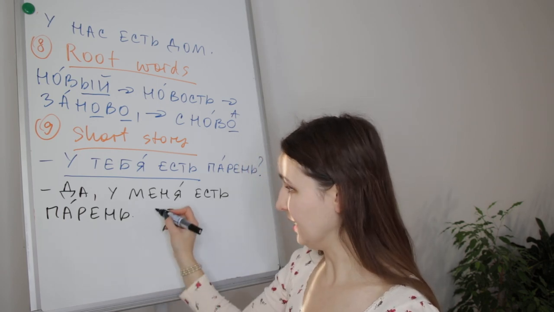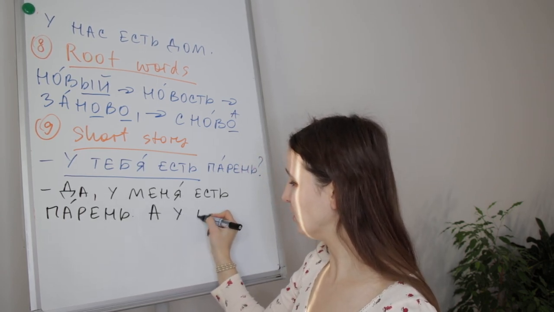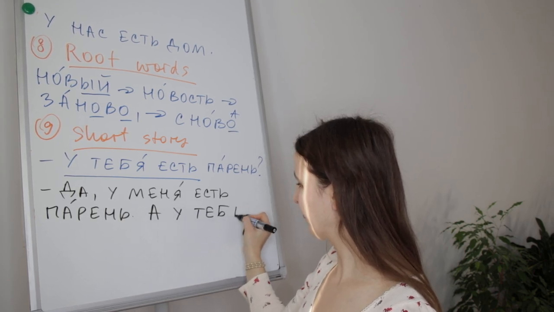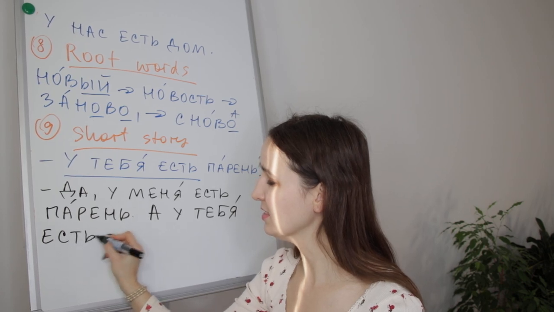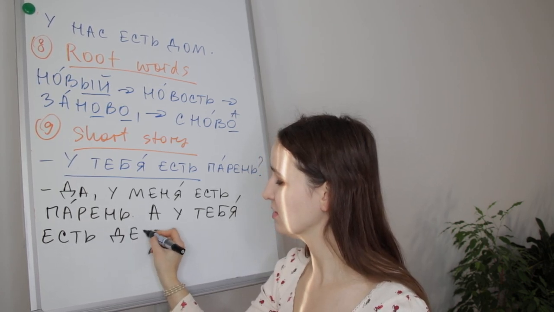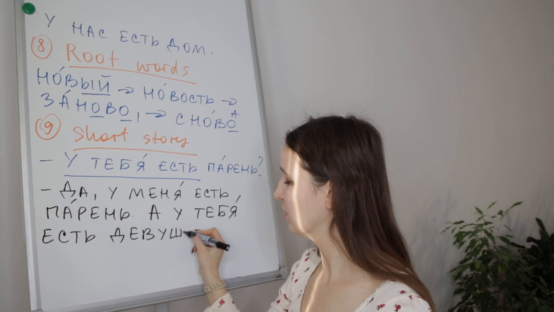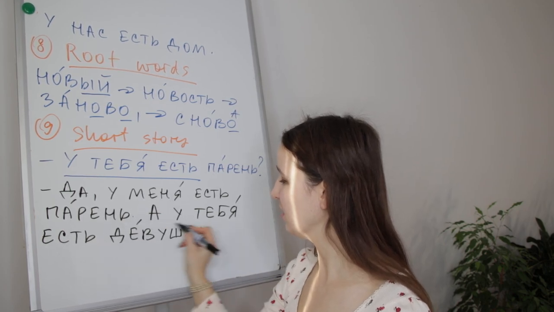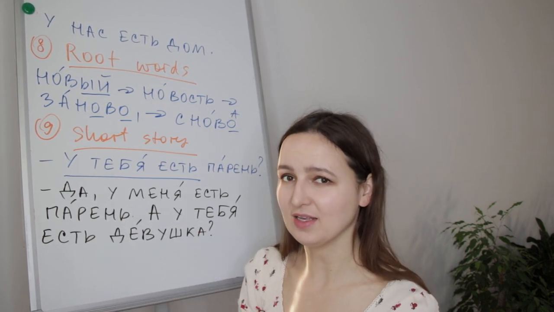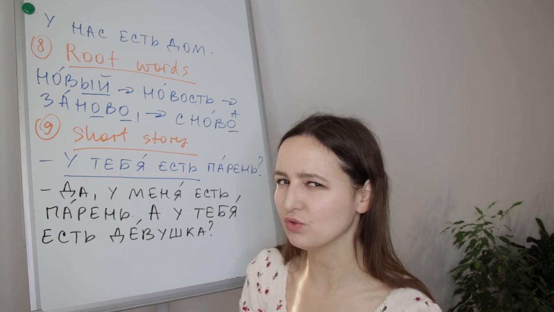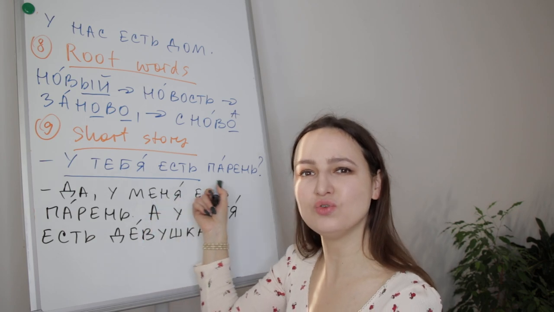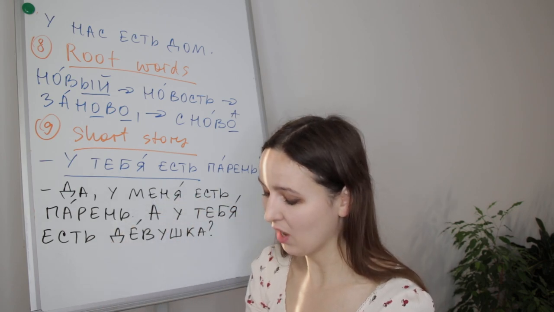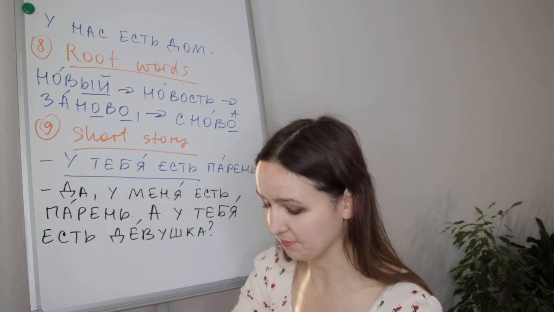А у тебя есть девушка? Девушка. А у тебя есть девушка? And what about you? Do you have a girlfriend? А у тебя есть девушка? And do you have a girlfriend?